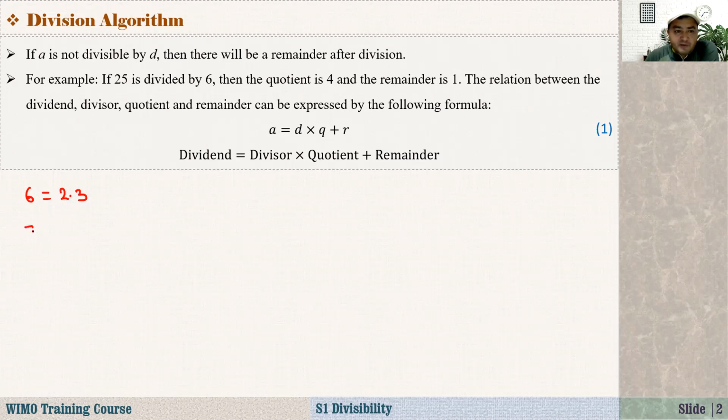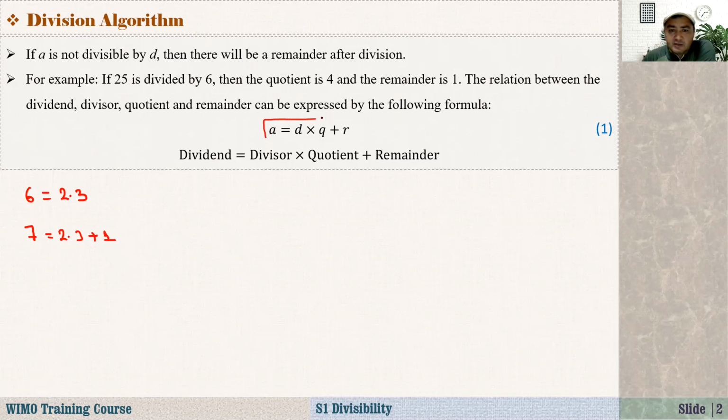But for example, if we divide 7 by 2, we cannot write it only as the product of two integers. Still, we have a leftover that is smaller than the divisor. So here we have 1. Usually, every integer can be written in general in this form.